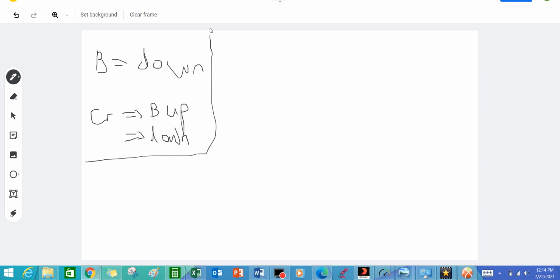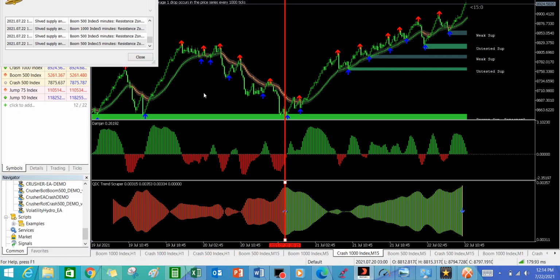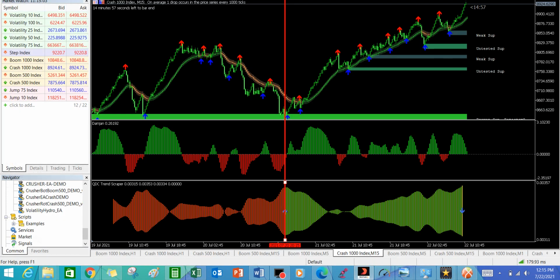Okay, so these are some of the things that you need to take notes of. So we'll be looking at that in the chart. Okay, so let's go straight to the chart. Okay, on this chart we have several things that are helping us to do our analysis within this split of a minute.